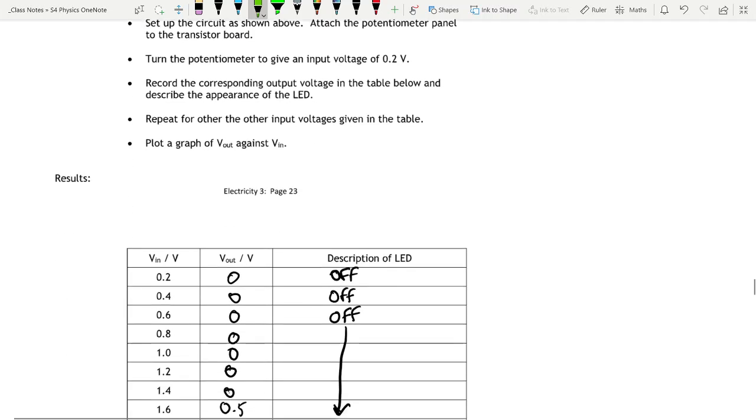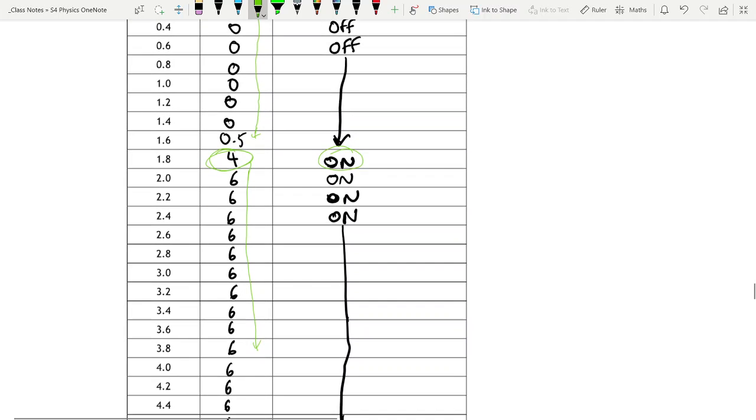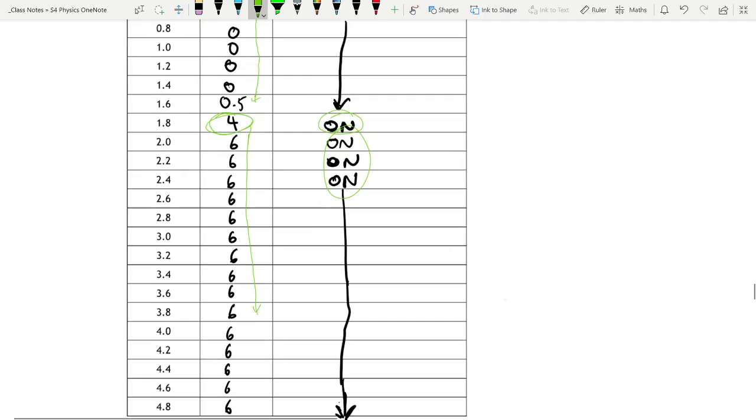Okay, so the results for this one are very similar, but different, as I said, different transistors turn on at different voltages. So we started off, it's not turned on, 0, 0, 0, 0, 0, until we get to about 1.6, where it starts creeping up. And then at 1.8, it's jumped up and our LED has turned on. And then it goes up to 6 and continues along. It's still on because it's still above that point where the transistor turned on.